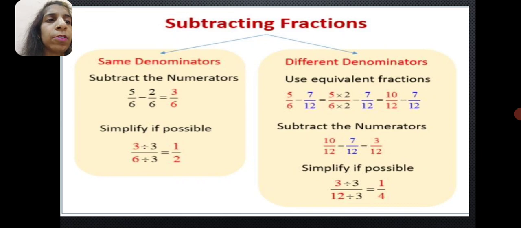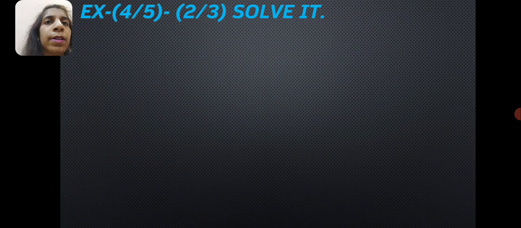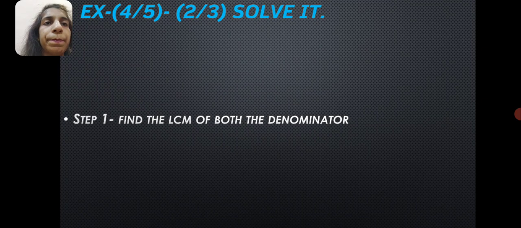Okay, so simplify it further, multiply and divide the numerator by 3 and the denominator by 3. So 3 divided by 3 is nothing but 1, and 12 divided by 3 is nothing but 4. Likewise, you can solve as many problems as you want.